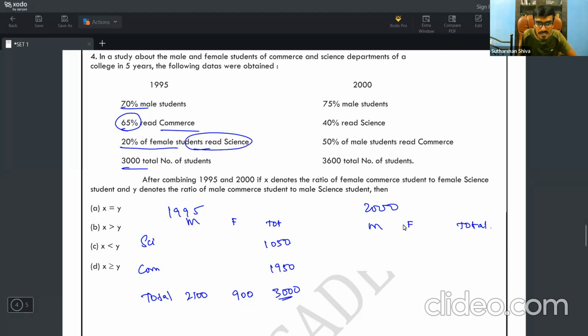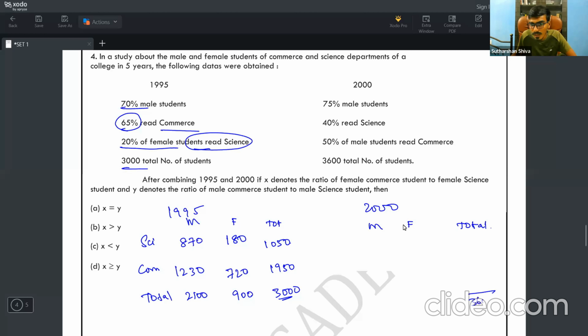20% of the female students read science. On female 900, calculate 20%. You will get 180, and here you will get 720. Now, if you do 1950 minus 720, you will get 1230. 1050 minus 180, here you will get 870. That's how we have framed the table.